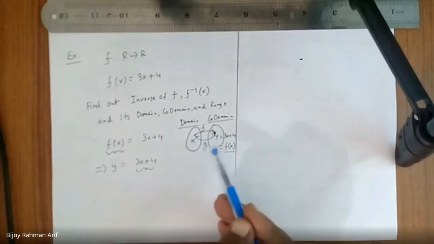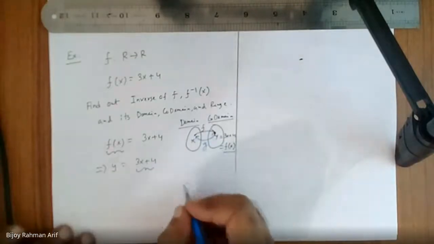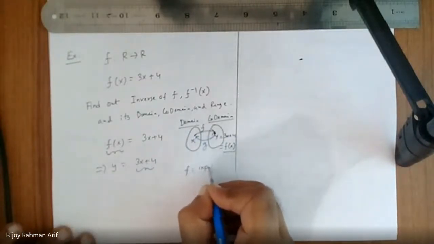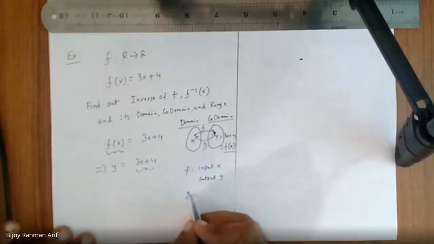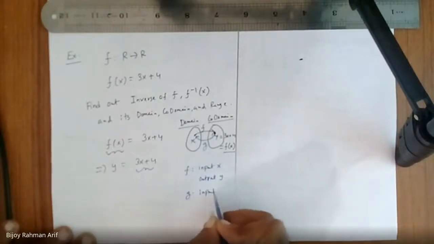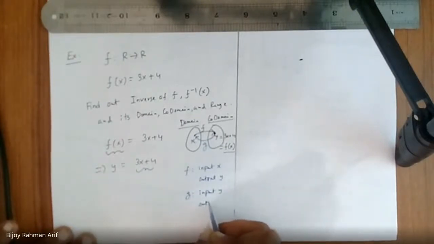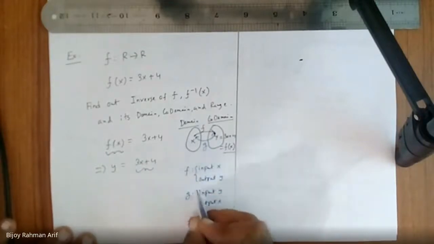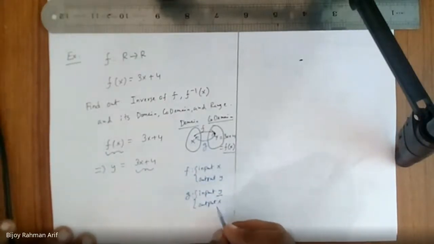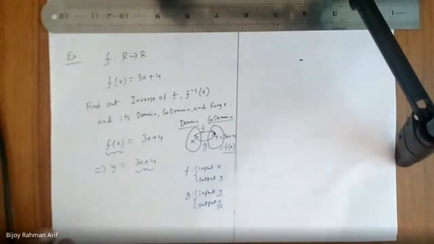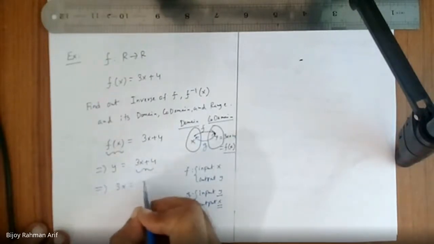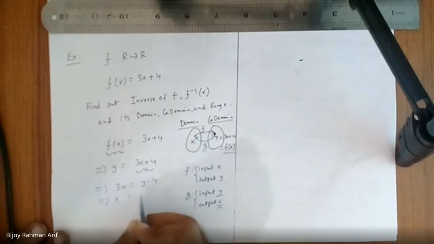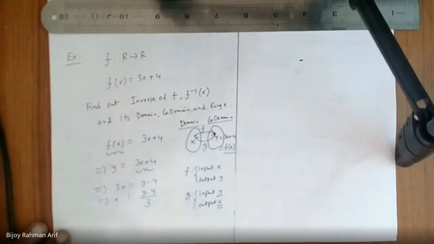Yes, sir. We try to find out the reverse mapping, y to x. That means right now, in f, input is x, output is y. In g, I have to find out the reverse thing. Input is y, output is x. So if I try to find out that one, then x needs to be expressed as a function of y. So how can I do that? Just do a little bit. 3x is equal to y minus 4, or x equal to y minus 4 divided by 3.